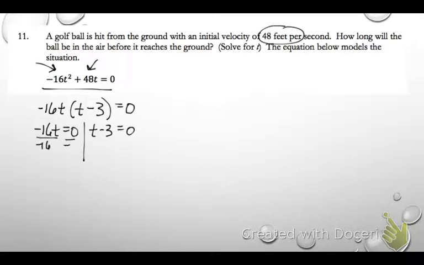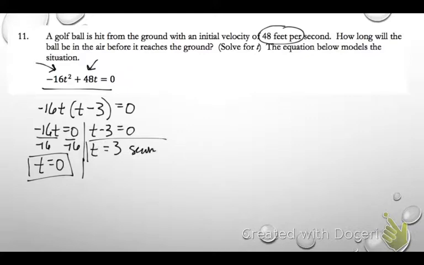When we divide both sides by negative 16, our first answer is 0 seconds, and our second one is 3 seconds. So the ball started on the ground, so at 0 seconds, it's on the ground. But what we're interested in is how long before it reaches the ground again. And that's our second answer. 3 seconds in the air, and then it will be on the ground again.